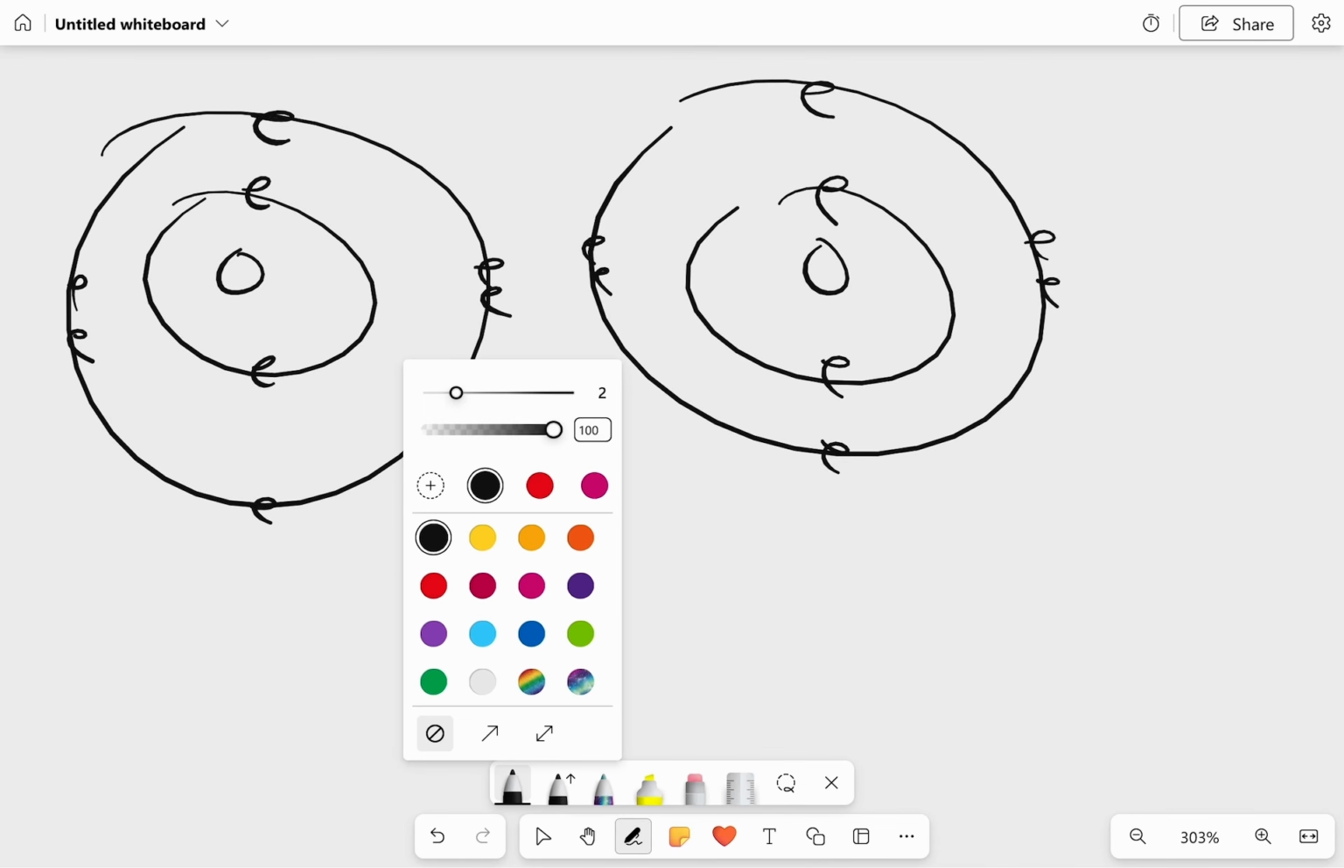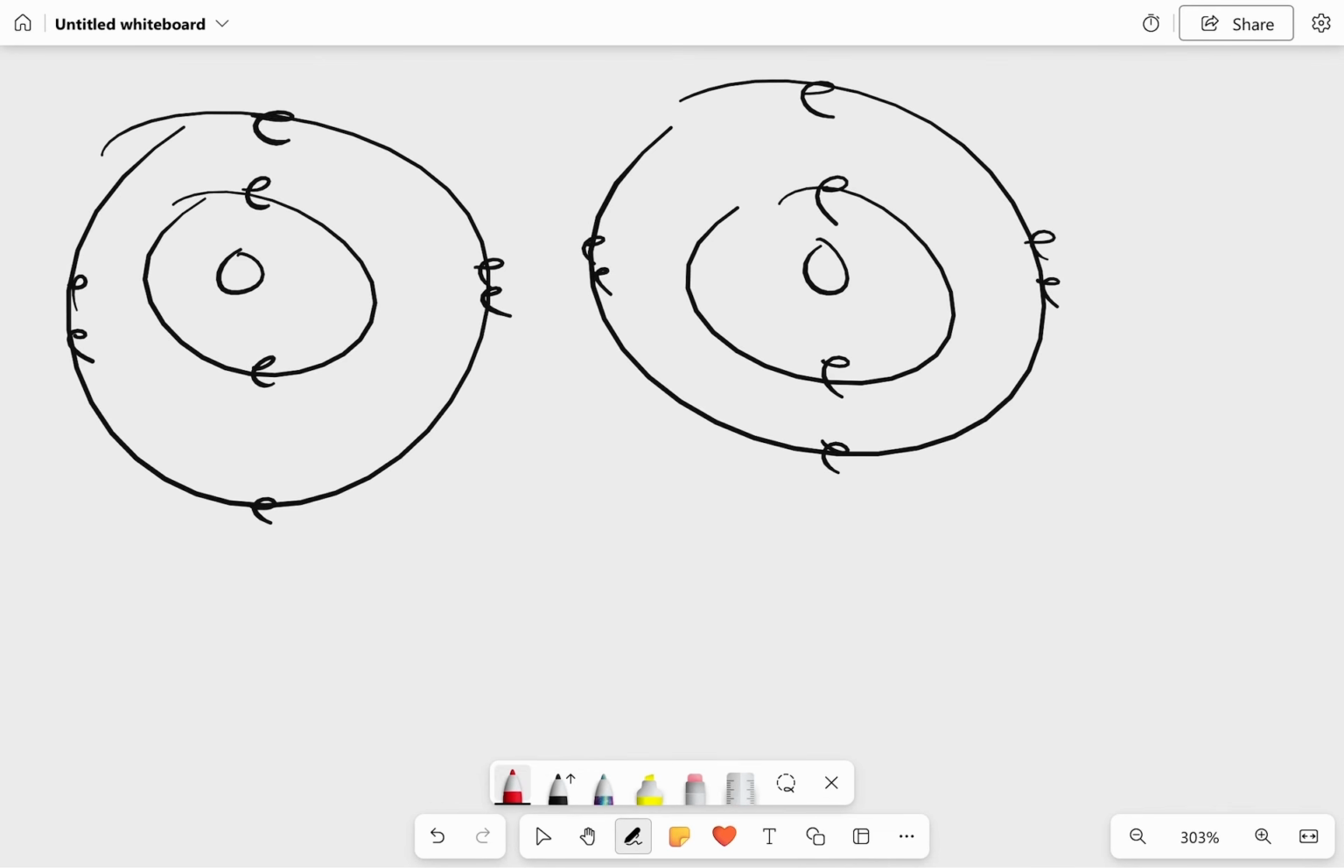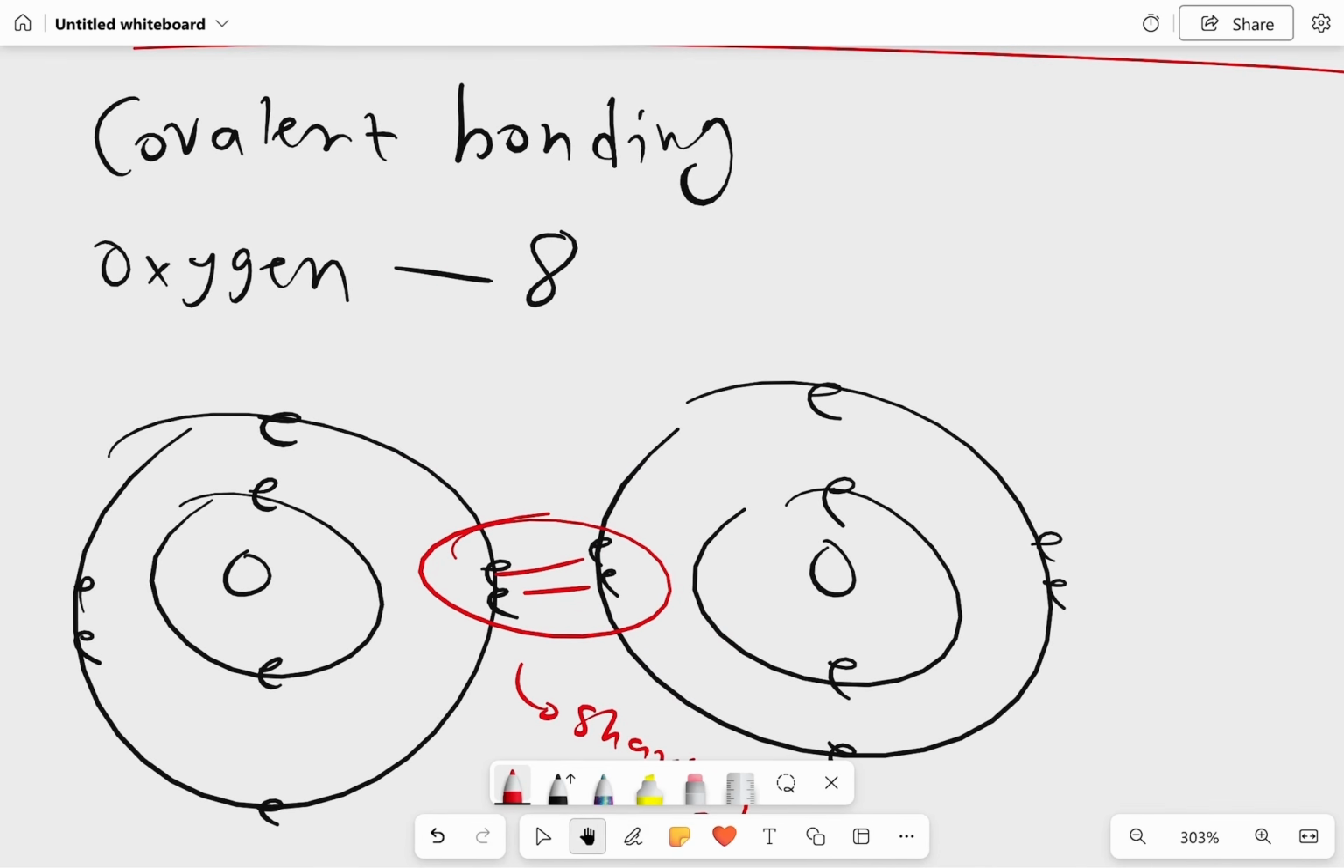Now look guys, in a covalent bond, the atoms are not going to receive or donate an electron. As you can see, you have oxygen. Can it donate this electron to this one? No, because its shell is not going to be filled, and this one is not going to be filled either. It needs 2 electrons to be filled. What can they do? They'll decide to share these 2 electrons. So this is sharing. A covalent bond is about sharing electrons.